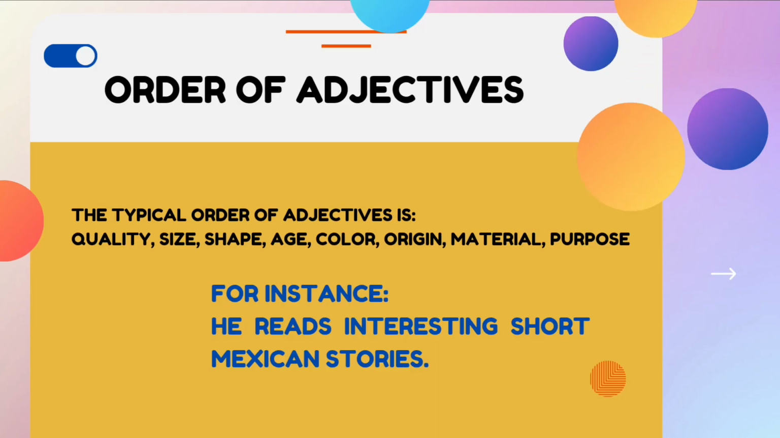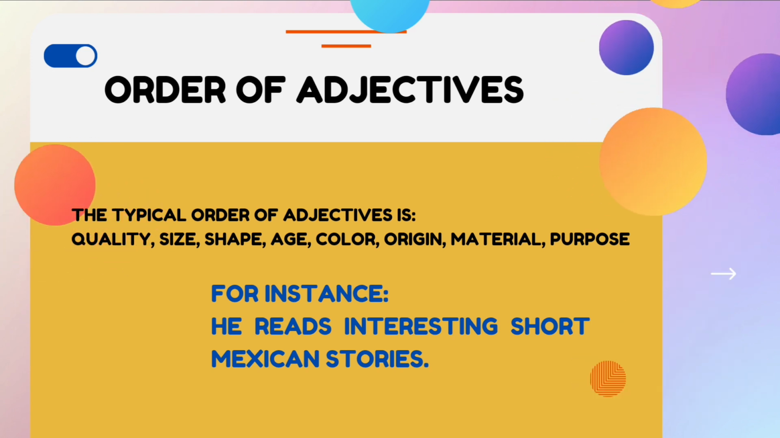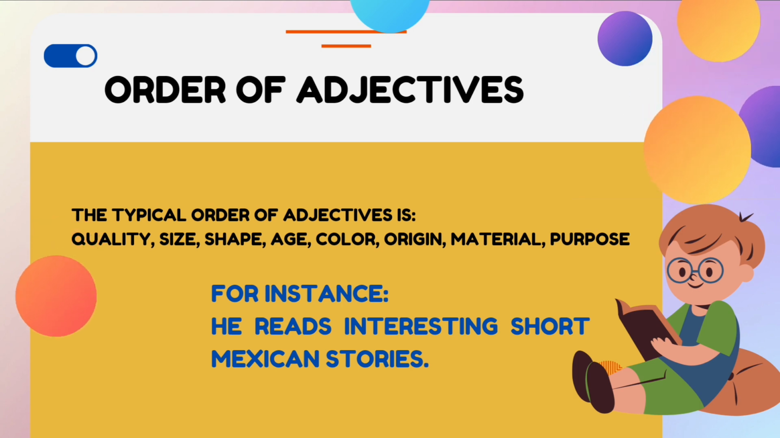The order of adjectives is that we first tell the quality of the noun, then size, shape, age, color, origin, material, and then purpose. For instance, he reads interesting short Mexican stories. So in this sentence, interesting is quality, short is size, Mexican is origin.